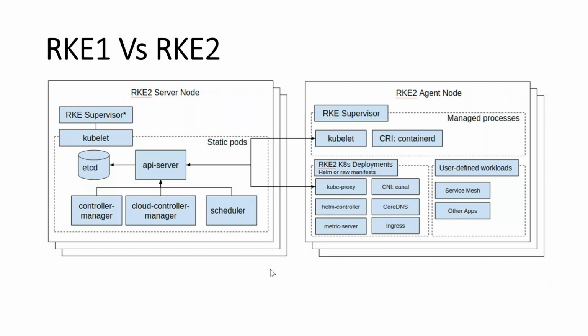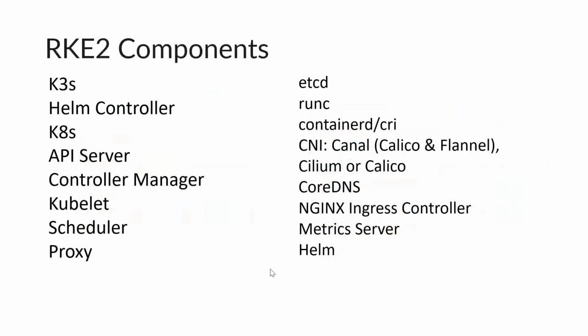These are the components we have in RKE2: K3s, Helm controller, API server, controller manager, kubelet, scheduler, proxy, etcd, runc, containerd, some networking like Canal, Calico, Flannel, Cilium, and CoreDNS, Nginx ingress controller, Metrics server, and Helm. So these are the components useful for an RKE2 setup.